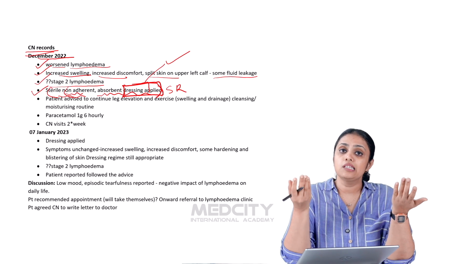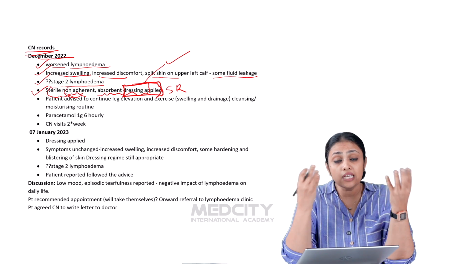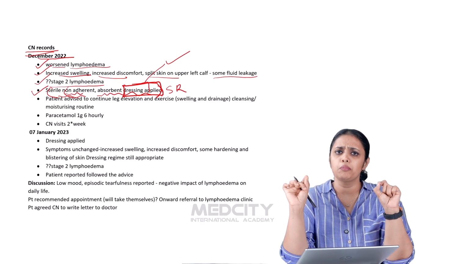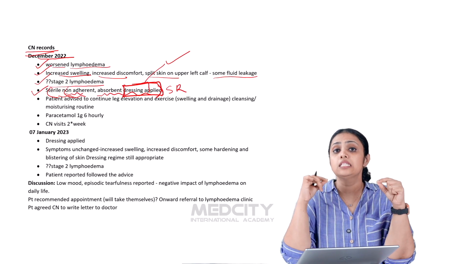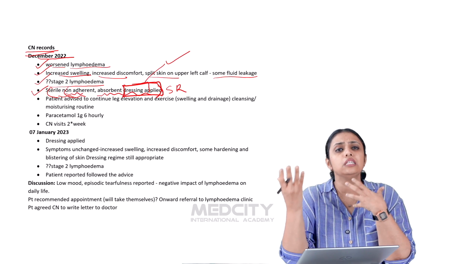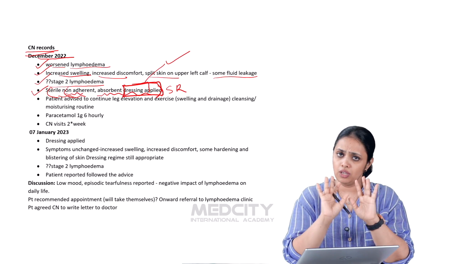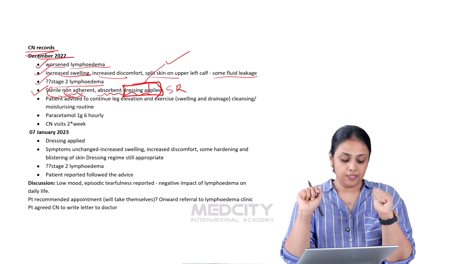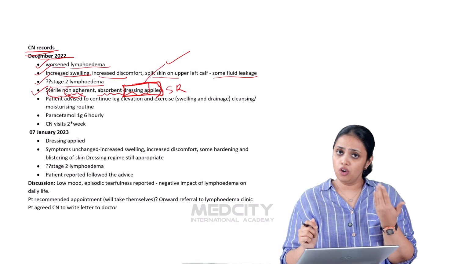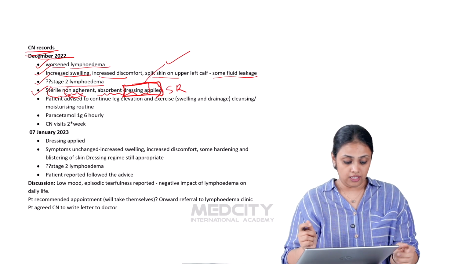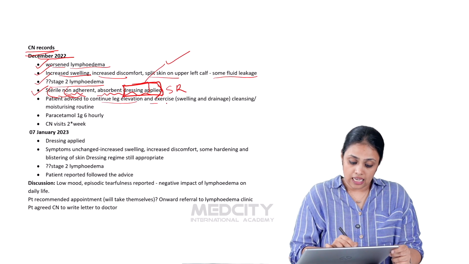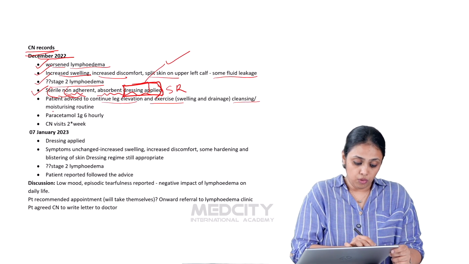Now, if you were writing this letter to a social worker, then detailing the type of dressing would be irrelevant, because the social worker does not have very in-depth medical knowledge, just like a doctor. So you should not be getting into the technicalities of the dressing. You can just say that dressing was applied. But here, this reader being a doctor, you can mention it, or even if you exclude it, it's going to be fine. Now, the next is patient advised to continue leg elevation exercise, cleansing, moisturizing routine.